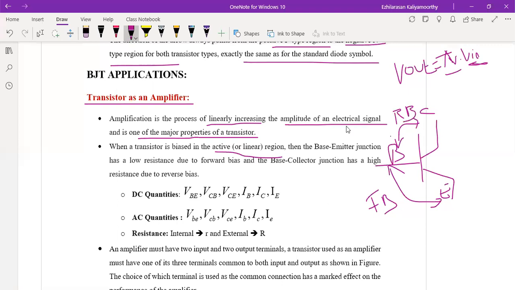You should not forget this concept normally. In a BJT, the base emitter will be in forward bias condition, and the base collector will be in reverse bias condition. When you connect the forward bias base emitter, it has low resistance, that is, I can say R low. Here the resistance is high resistance. So this we should know.